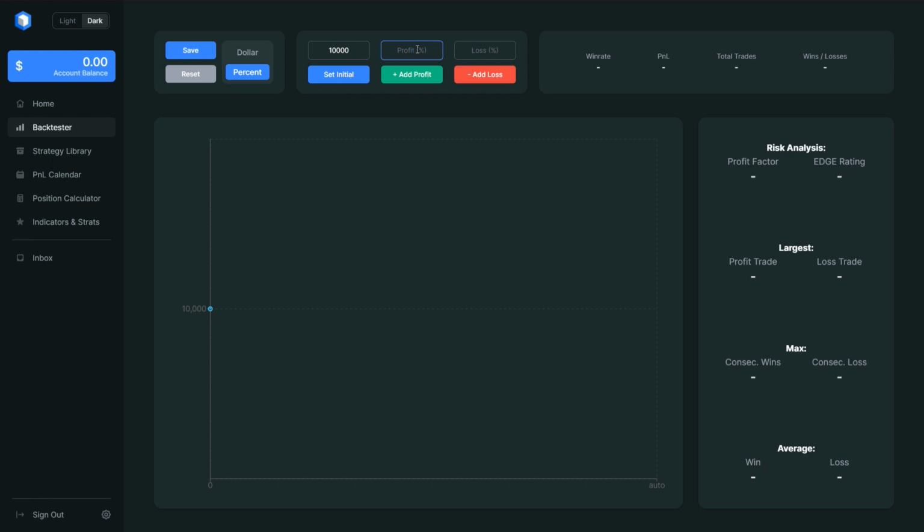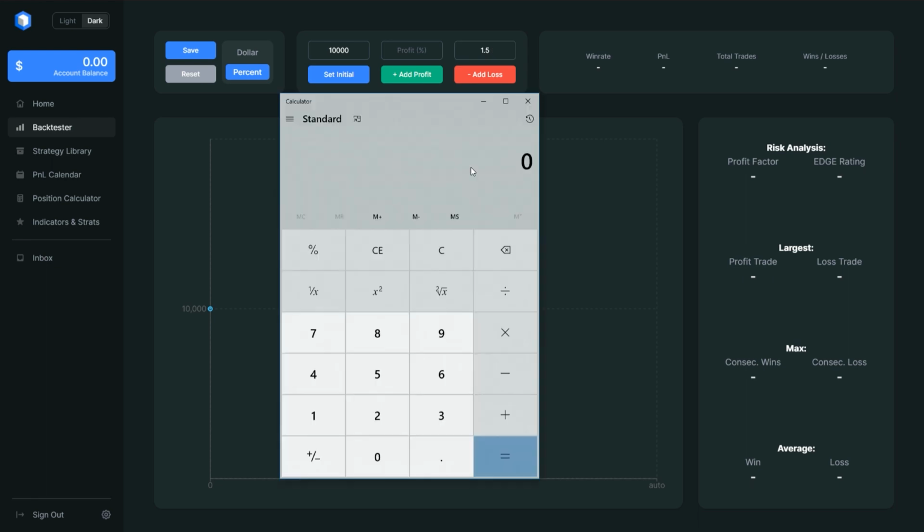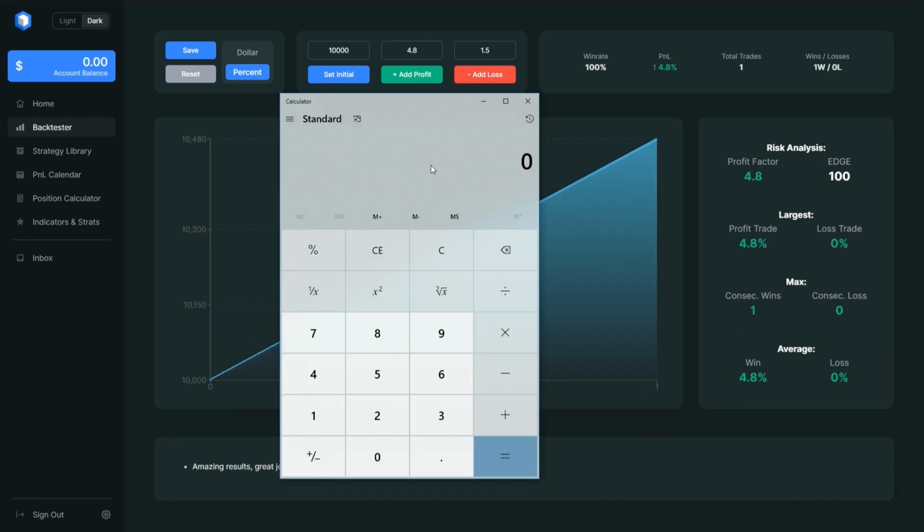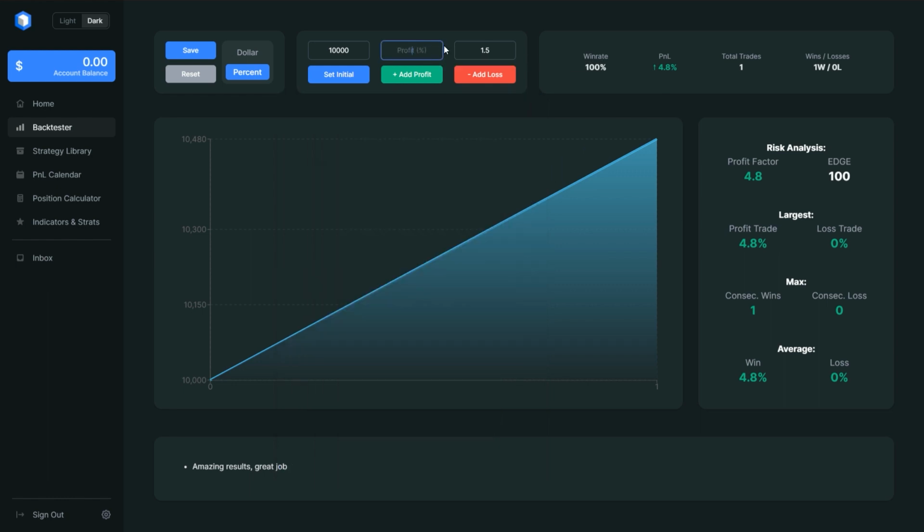Okay, so let's add the profits here. And now I'll explain how you can calculate it and add it to this app. The risk per trade was always 1.5%. So we multiply the reward with this 1.5% and we get the profit in percent and add this here to this text field. Add profit, and this was the first trade. And we are already up 4.8%. The second trade was a ratio of 1 to 2.7 multiplied by 1.5, and this is the next profit.